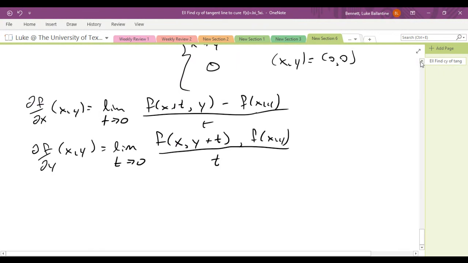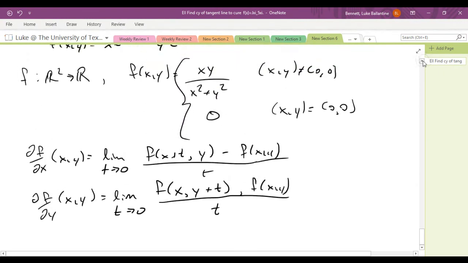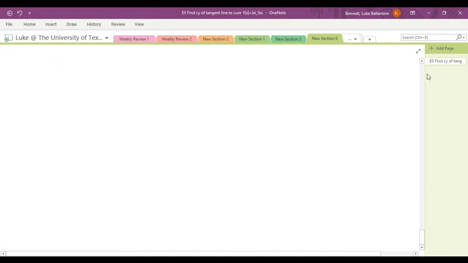Let's calculate the partial, because if we're not at 0, 0, it's going to be some continuous function. But let's examine at 0, 0. Let's examine the partial derivative.